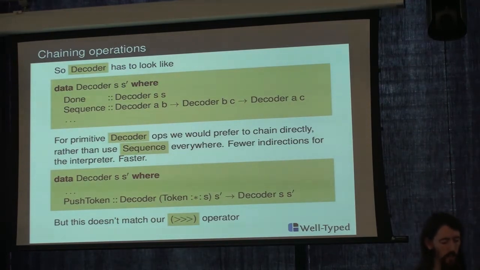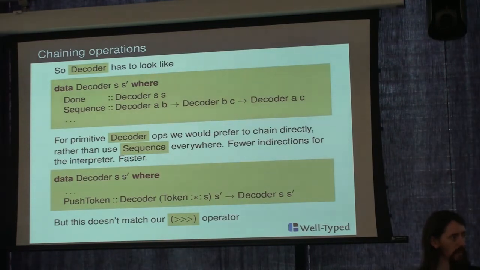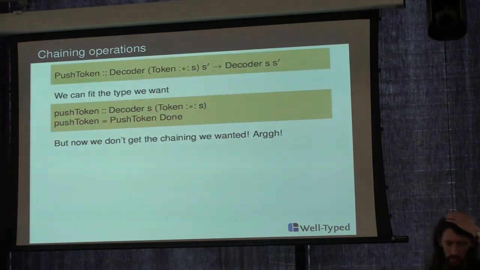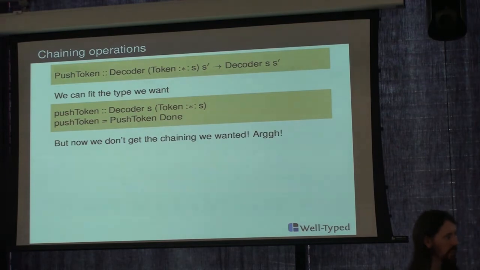So we make all of our constructors, like the primitive push token here, contain the following chain of stack actions. That's the way we want to do it for performance, so that we can interpret it quicker. We can just walk down that chain rather than constantly bouncing back and forth with sequence. But unfortunately, that doesn't quite match our sequence operator type. We can make it match our sequence operator type by composing it with done, so making it follow with done. But now we don't get the chaining we wanted.